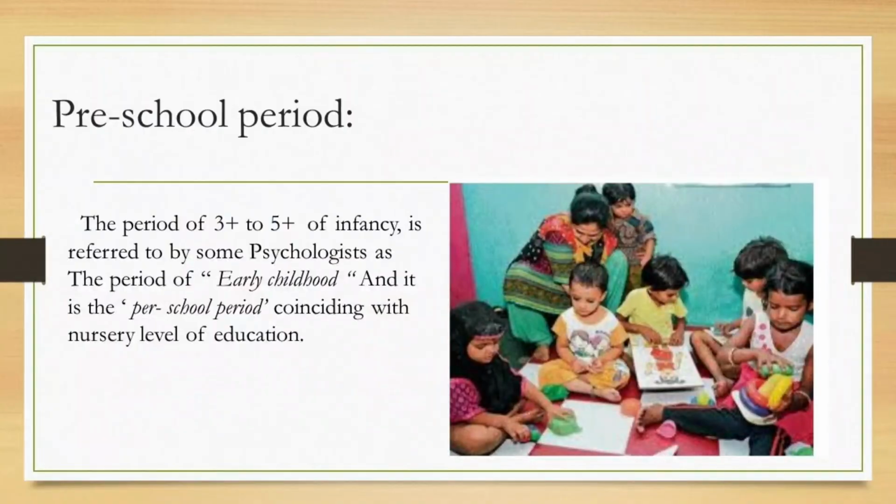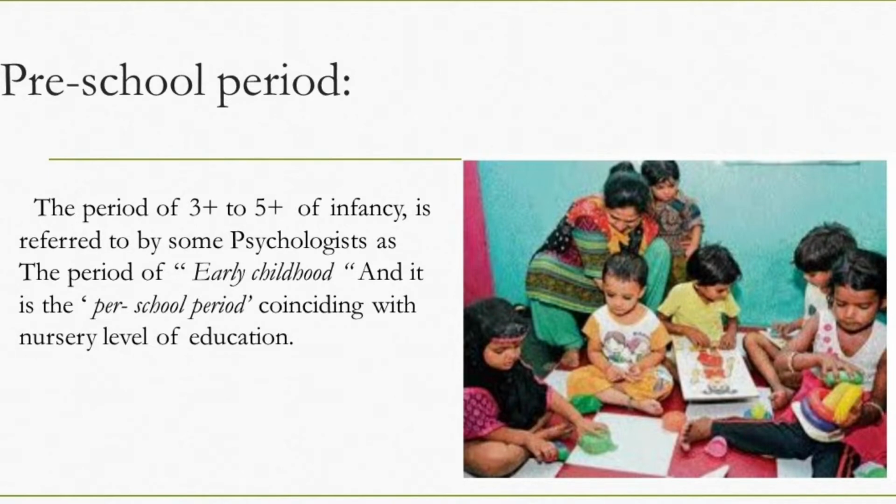This period of 3 plus to 5 plus is referred to by some psychologists as the period of early childhood. It is also the preschool period. So the 3 to 5 years period is known as the early childhood period and is the preschool period also. Coinciding with the nursery level of education, the preschool child's characteristics and needs are to be taken into full account in programming the free activities of nursery schools, which also serve to compensate for the physical and psychological deficiency of the home of the child.